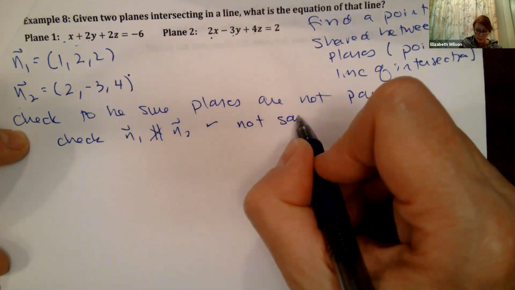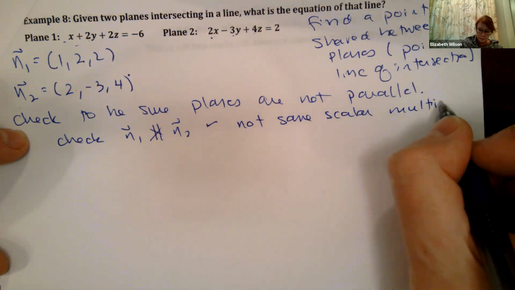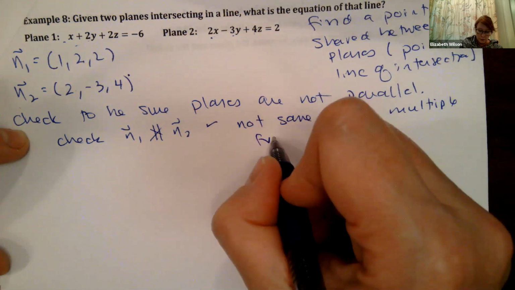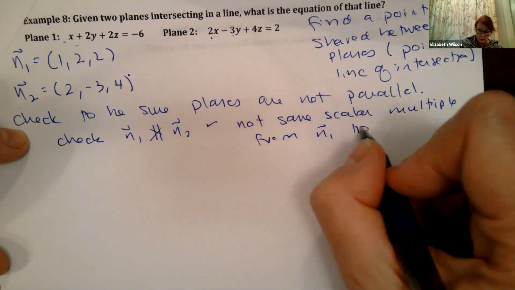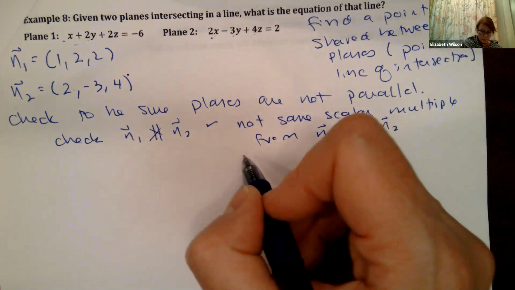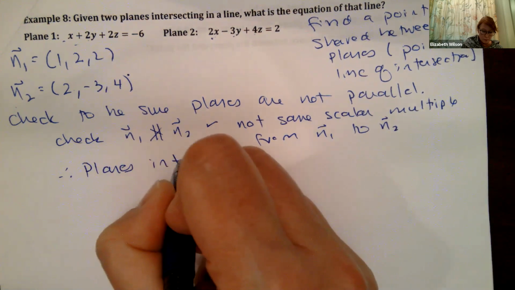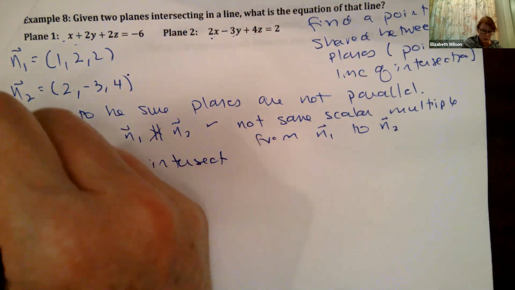Not the same scalar multiple from n1 to n2. Okay, so we know that they're not parallel, which is good. So that means that the planes are going to intersect somewhere. That was my first thing. Okay, so I checked that.